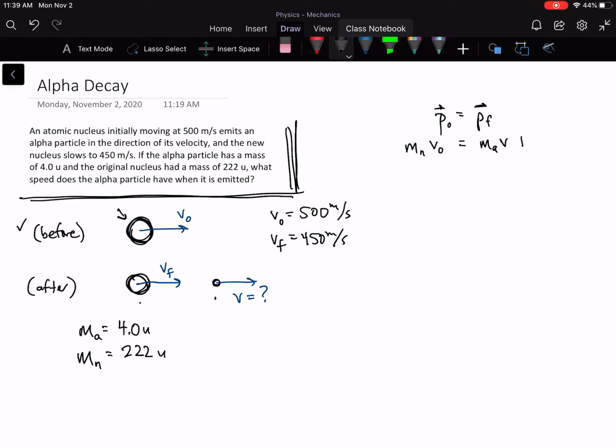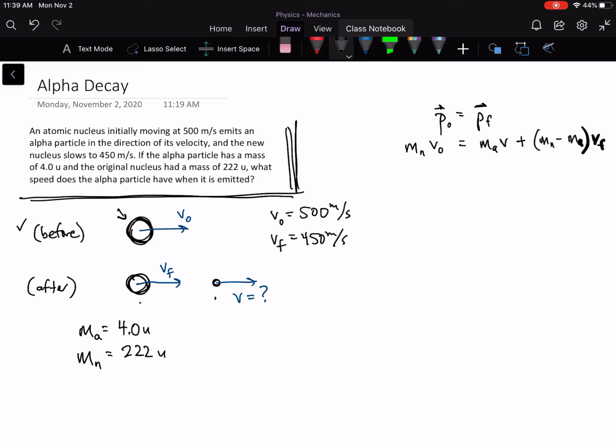And then we've also got the daughter nucleus, which in this simplified version of the problem is just going to be the original nucleus's mass, that 222 atomic mass units, minus whatever the mass of the alpha particle is, times its velocity, so v final. Okay.